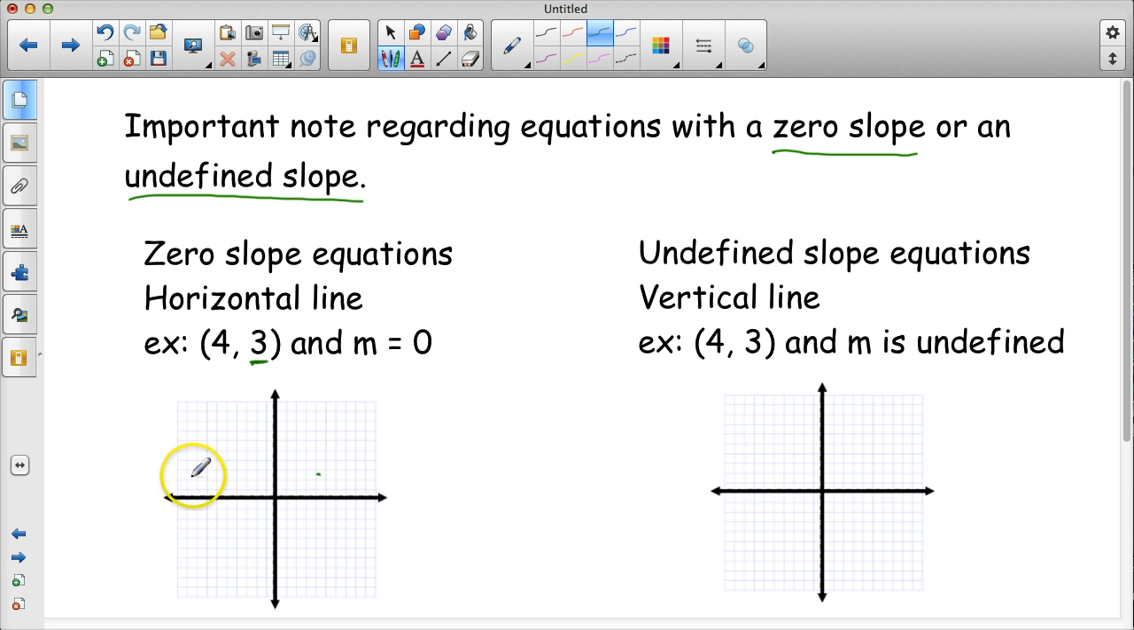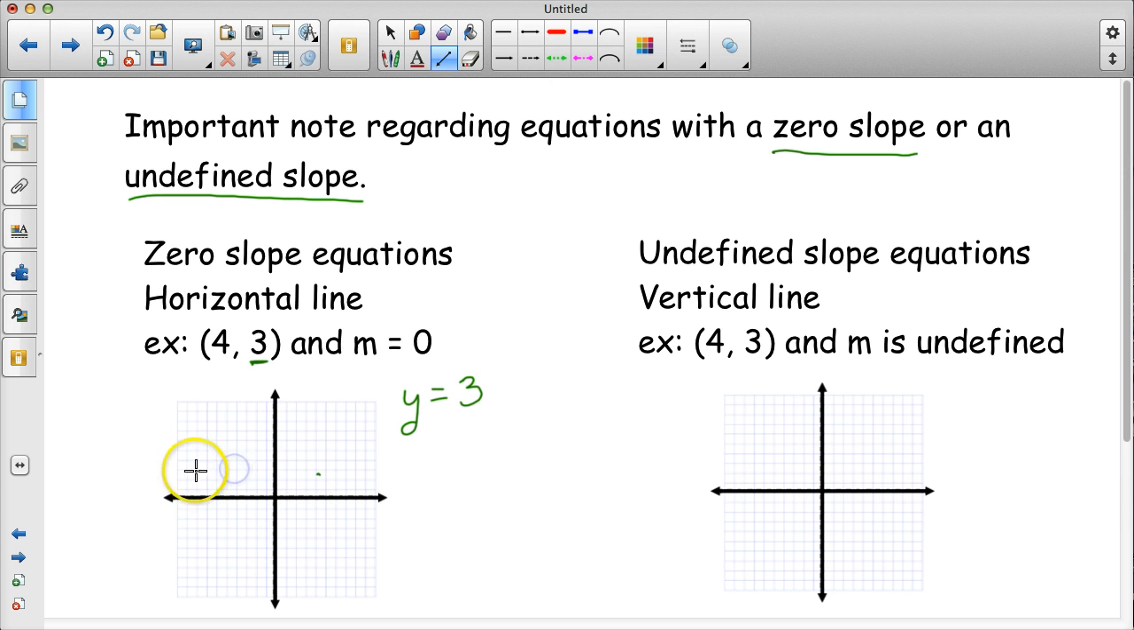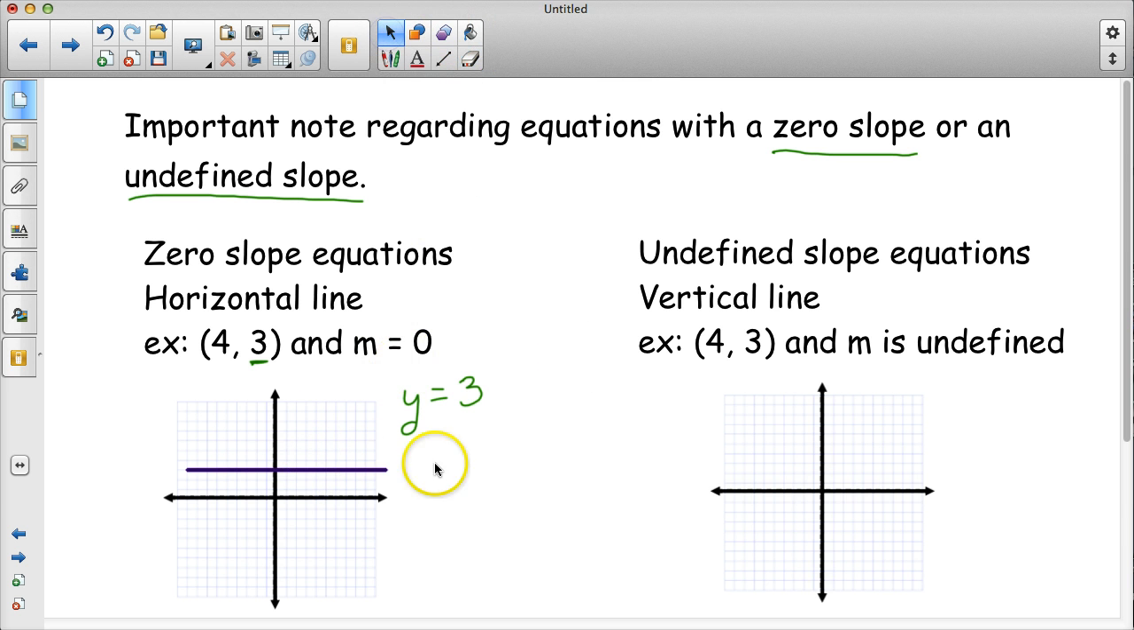I have a horizontal line that goes through there. That line has the equation y equals 3. What that really means is that everywhere on this graph, no matter what the x value is, the y value is 3. And it's a horizontal line, so it looks like this. Again, for every horizontal line, the equation is y equals whatever the y value in the given point is.